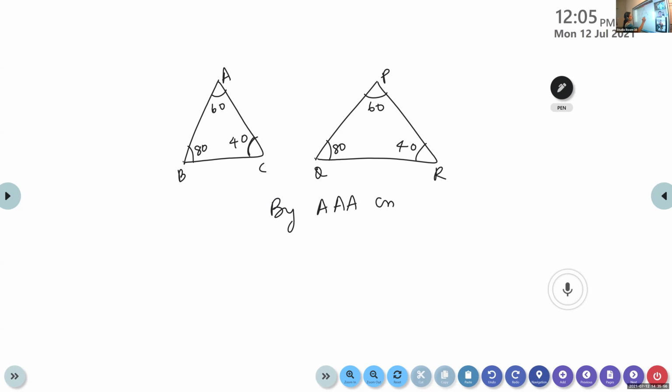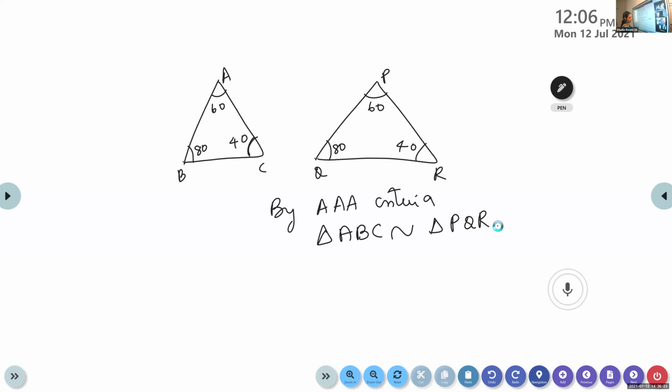By AAA criterion, we get triangle ABC is similar to triangle PQR. This is what we discussed earlier. Okay? Okay, John? Yes, ma'am.